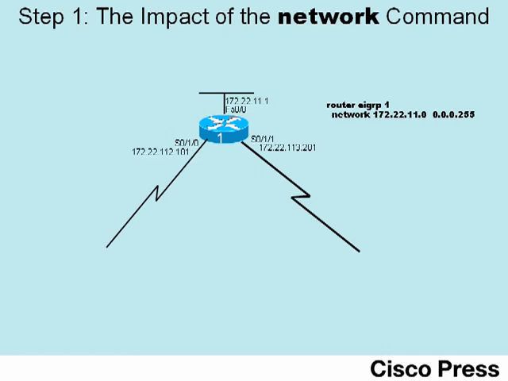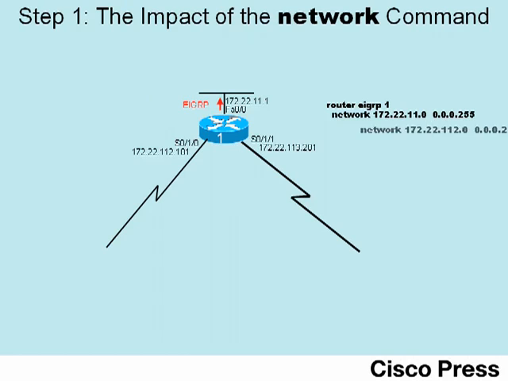Here we've got the network 172.22.11.0 command with a wildcard mask of 0.0.0.255. Now if you look at the 3 interfaces, only the Fast Ethernet 0/0 interface matches that network command, so R1 starts, quote, doing EIGRP on that interface. It sends EIGRP messages out the interface as shown there with the red arrow, but it also listens for incoming messages and advertises about that subnet.